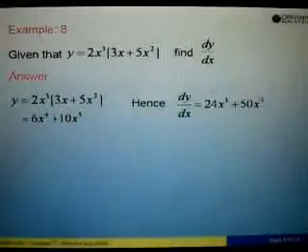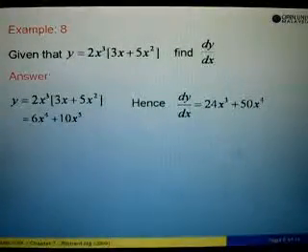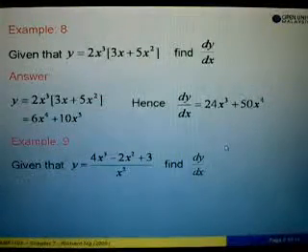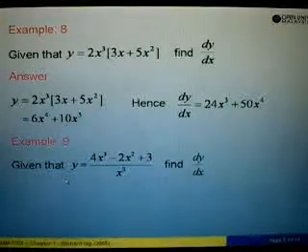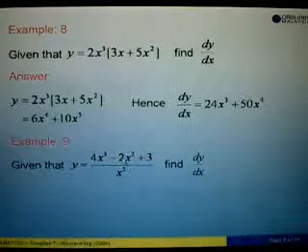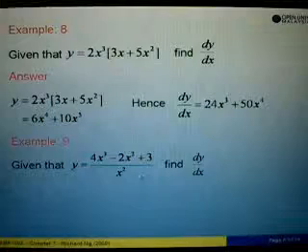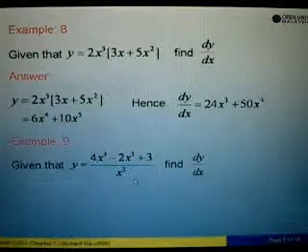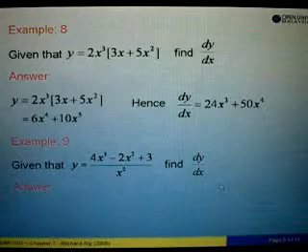4. So this is the answer for example 8. Now in example 9, we are given y equals 4x to the power 3 minus 2x squared plus 3 over x squared. So same thing, what we do is we split into 3 before we can find dy/dx.